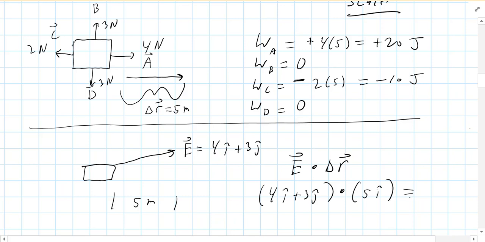So how do you do this? Well, if you look back at the picture here, what did we do up above here? Well, for A, you multiplied 4 times 5. For B, you didn't do any work. Well, you're basically doing the same thing here.